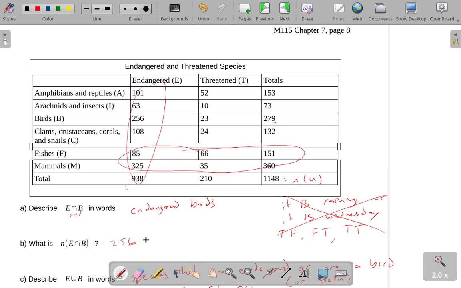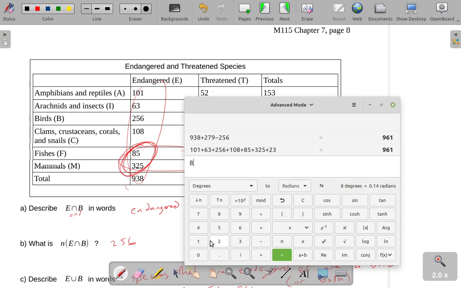So that's T complement. I want the intersection of these two, which means I want just these two sets right here. So 85 and 325. I'll add those together, giving me 410.